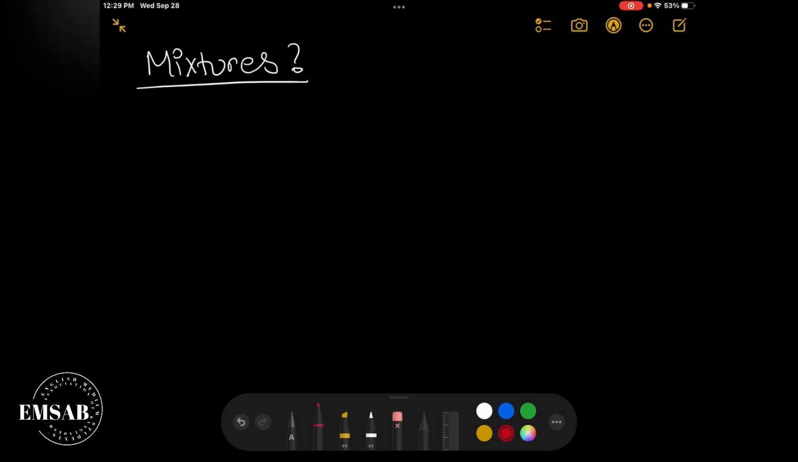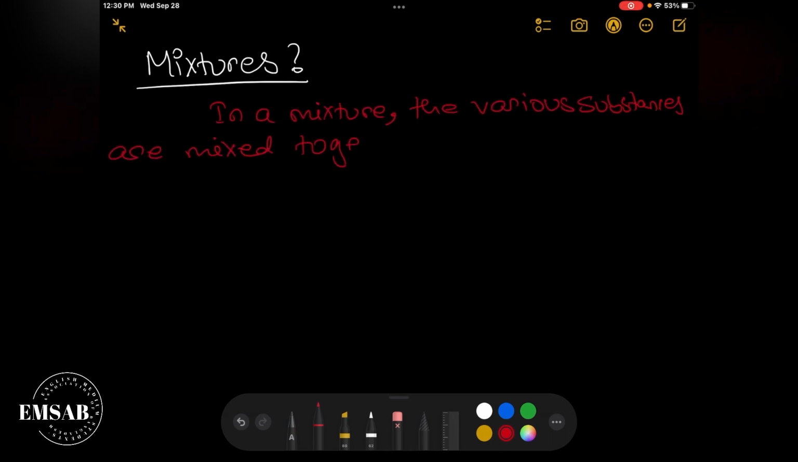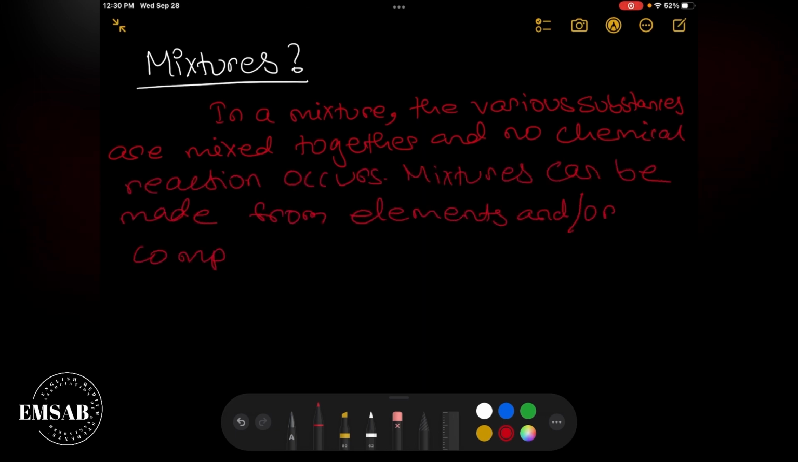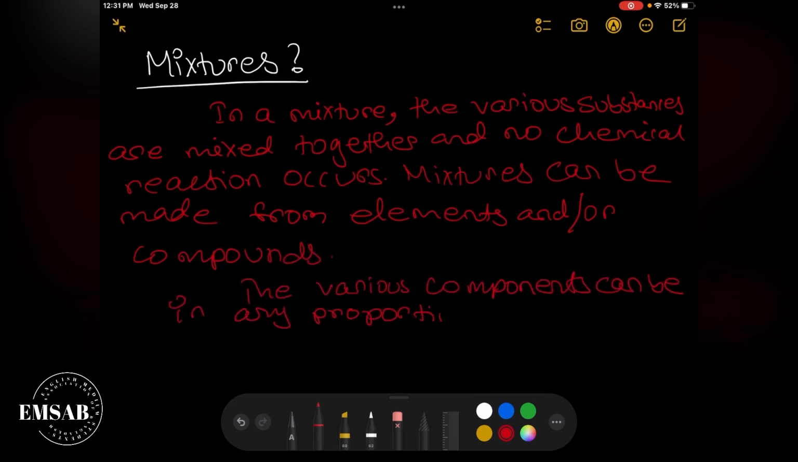Next up, we have mixtures. In a mixture, the various substances are mixed together and no chemical reaction occurs. Mixtures can be made from elements and/or compounds. The various components can be in any proportions, for example, air, sea, etc.